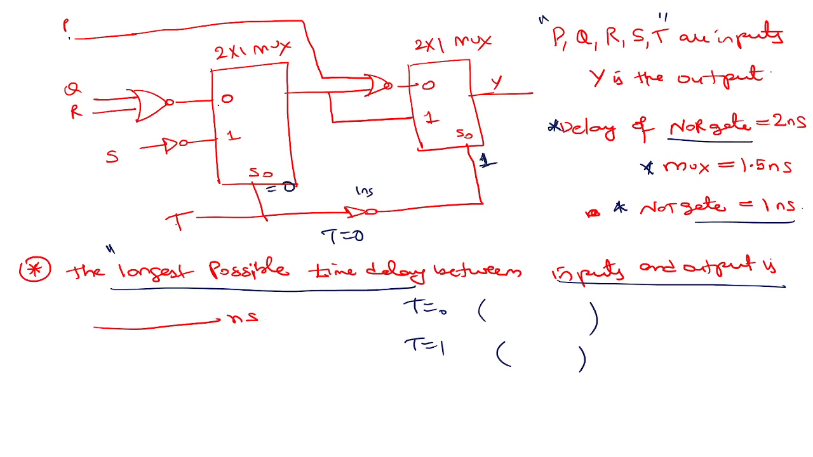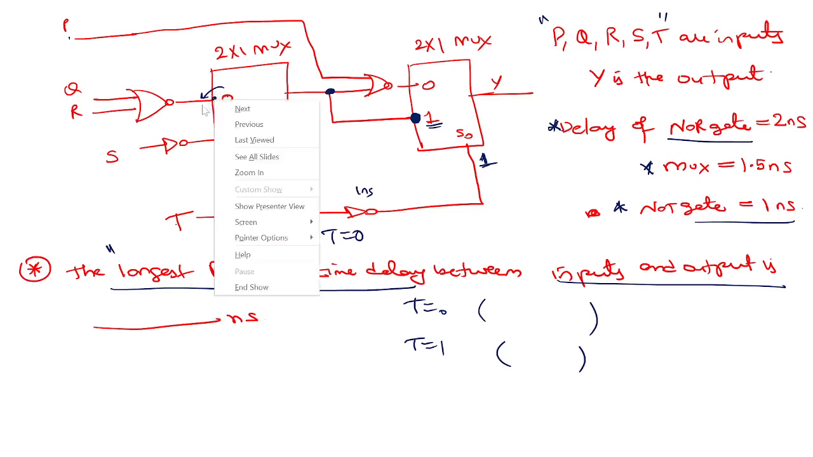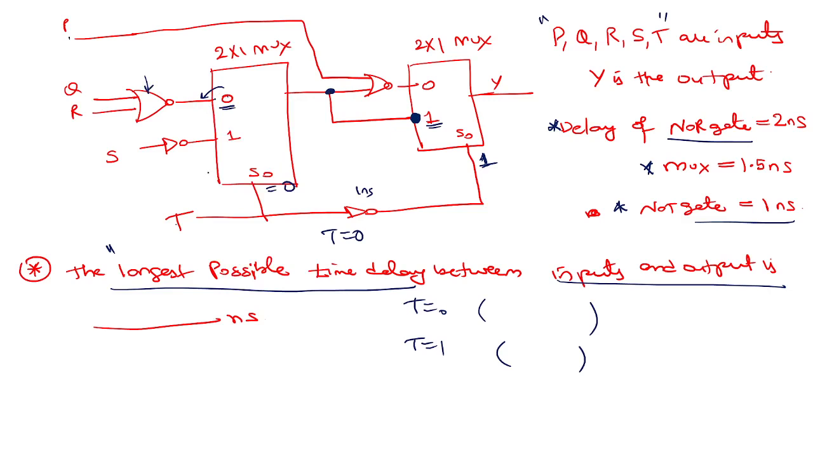Right? If T equal to 0, this Q and R, right? T equal to 0, this branch. I mean, you need to calculate the value at this point. Then this is 1, means you need to calculate the value at this point. All right? So to calculate value at this point, I need to depend on this. To calculate the value at this point, I need to depend on 0, correct? Right? To calculate at this point, I need to depend on this gate, right? So how much time? NOR gate is how much? 2 nanoseconds.